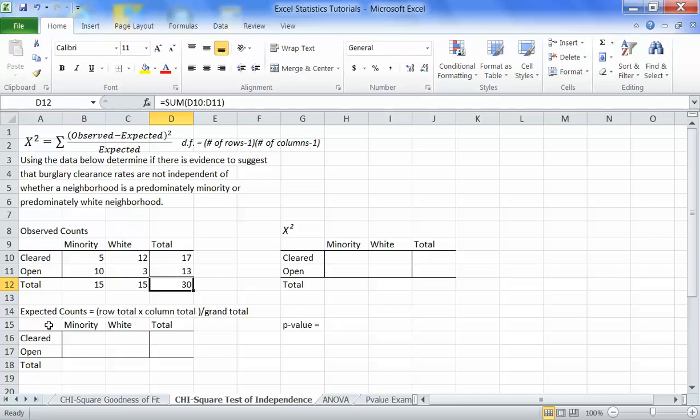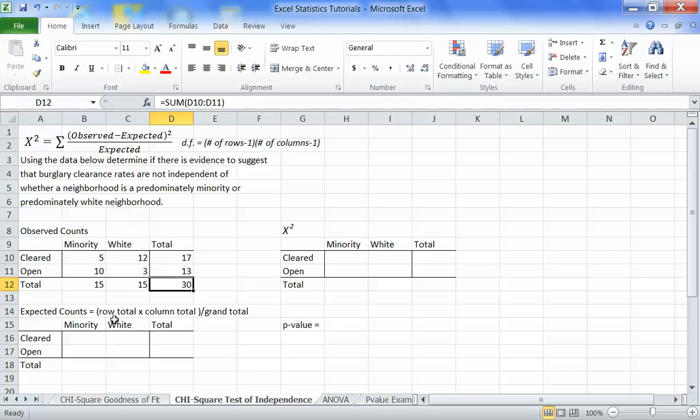So I want to figure out in the expected counts what these cell values would be. Under the null hypothesis, in other words, if there's no relationship between the neighborhood, whether it's minority or white, or the clearance rate of the burglaries, what would we expect these counts to be based on the total of 30 and how these values related to each other?